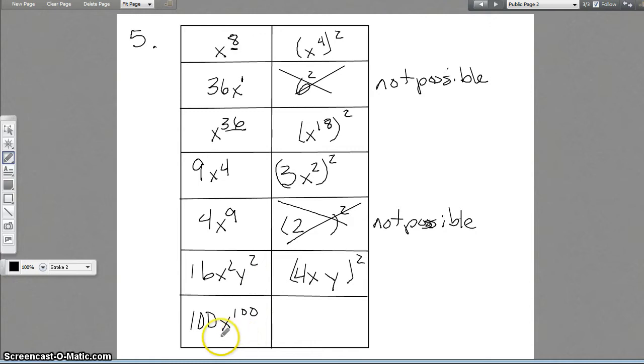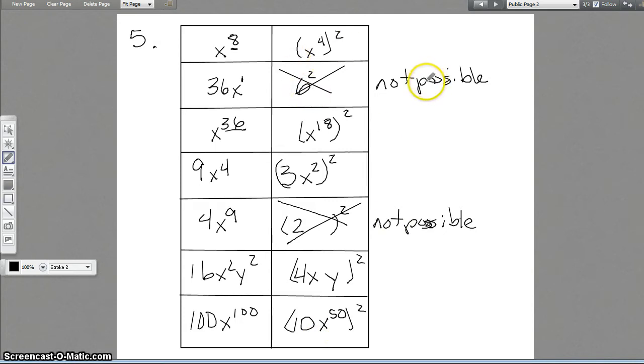Then our last one, 100. What do we have to square to get 100? Well, that would be 10. What about the x? What do we have to square to get x to the 100th power? What power do we have to raise the x to? Well, 2 times what is 100? That's going to be 50. So 10x to the 50th, quantity squared, is going to give us 100x to the 100th. So in this second column, you can see everything that was in the first column written as a square, except for the two that are not possible to write as a square.